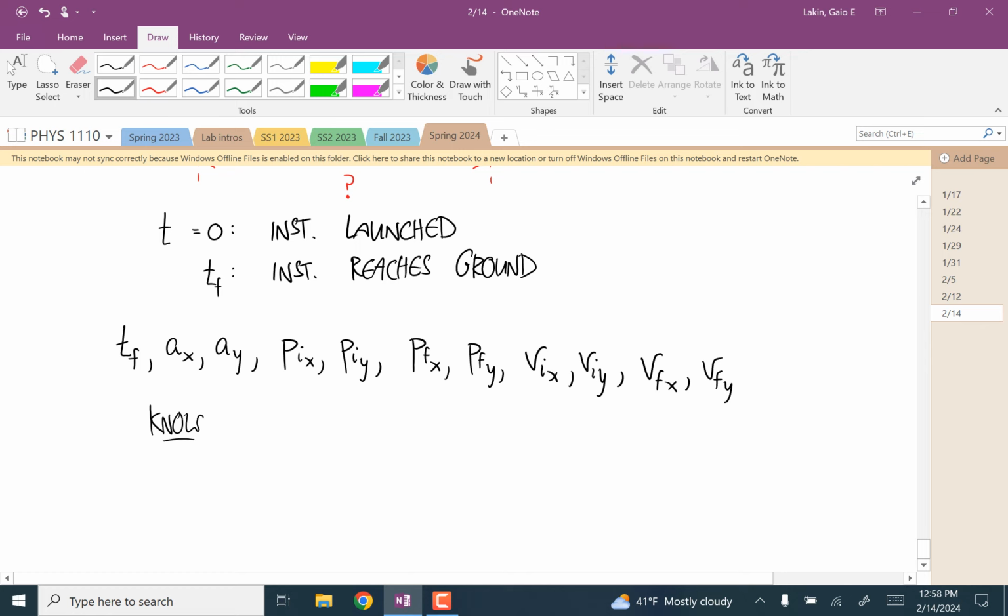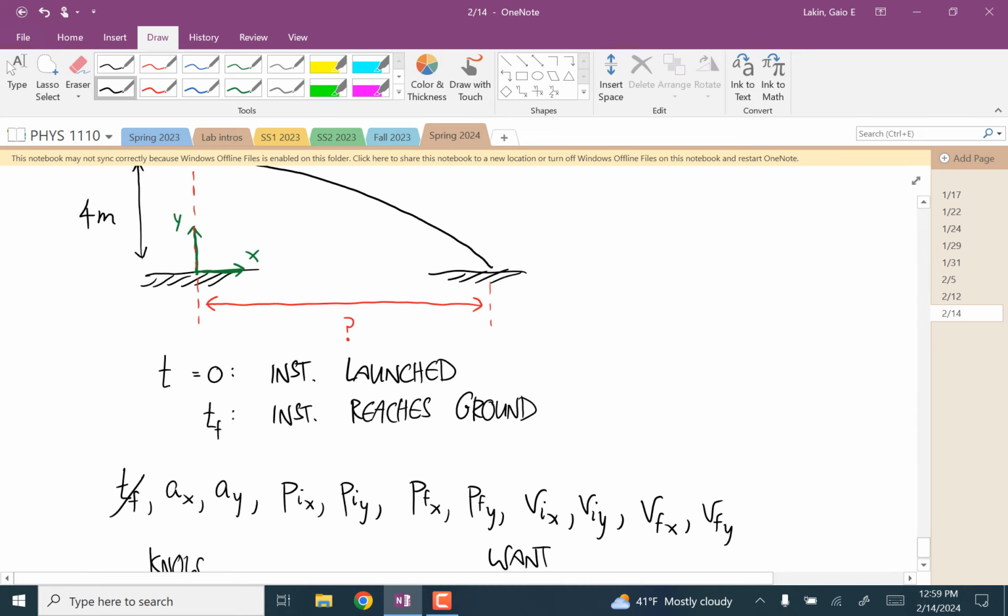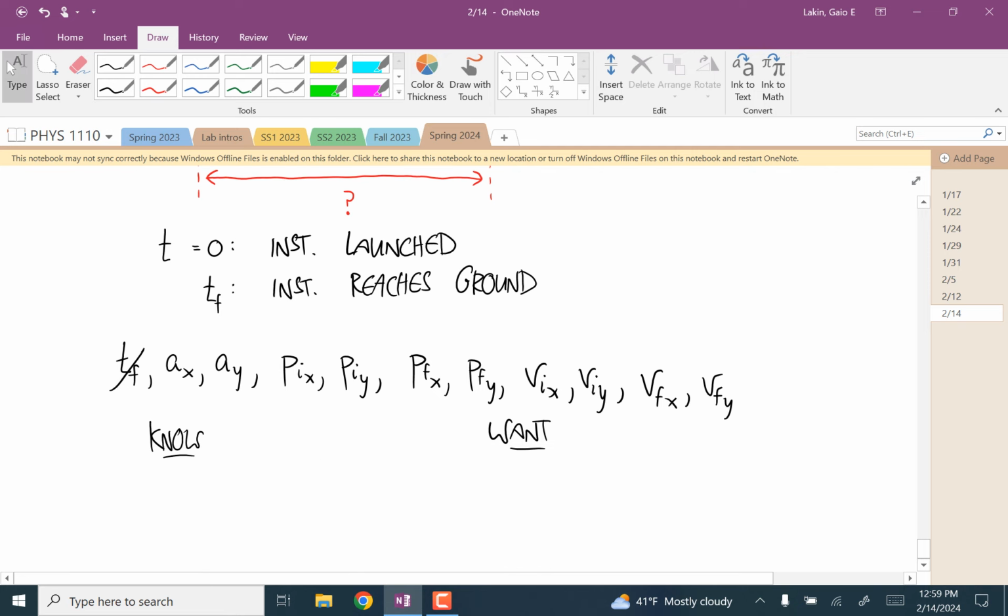And let's just think through them one by one. Okay, do we know time final? Do we know what the stopwatch says when it hits the ground? No. Do we know anything about acceleration? It's free fall, so we know everything about acceleration. My y-axis is up, so my acceleration vector is 0, negative 9.81. So we know the x and y components.